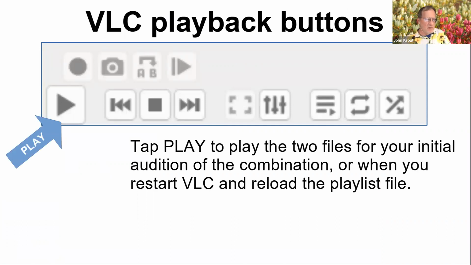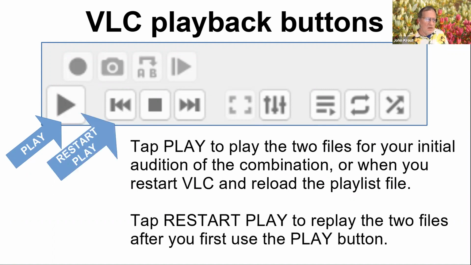First of all, there's the play button, a triangular button. The first time you load your files into a playlist, or whenever you need to play those 2 files, start up VLC and tap, once the files are in the playlist window or playlist pane within VLC, then you tap the play button.